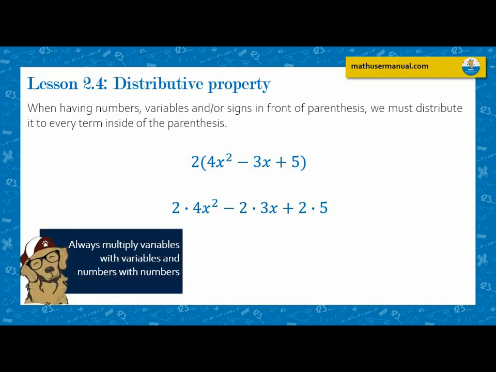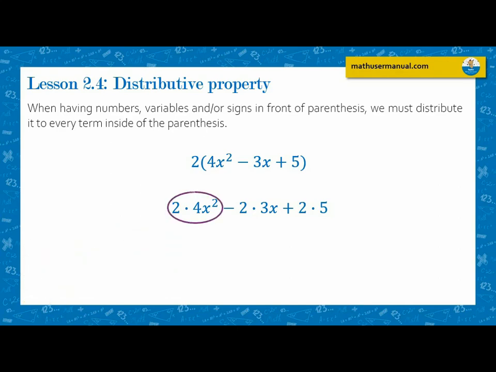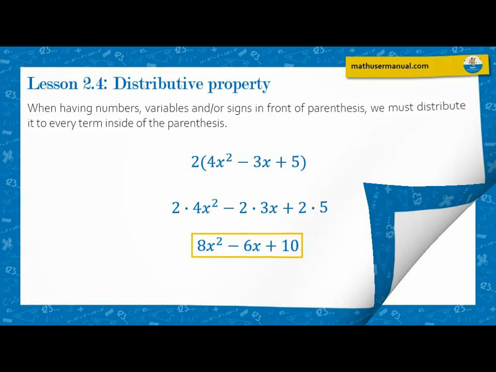Remember, multiply variables with variables and numbers with numbers. So 2 times 4x squared, 2 times 4 is 8, and then we write the x squared. Then 2 times 3, x is 6x, and remember the negative, so this is negative 6x. And finally, 2 times 5 is just 10. And this is the simplified expression without the parentheses, after applying the distributive property.